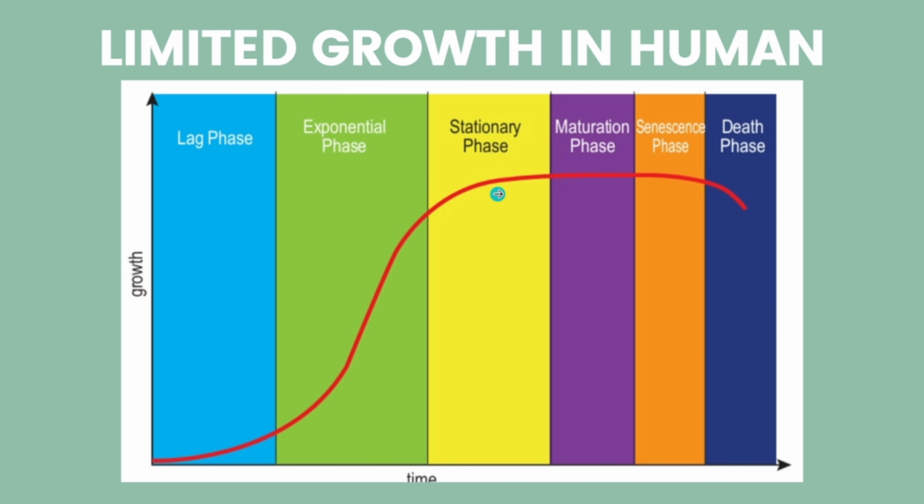After that, you will reach the stationary phase. Stationary phase means you are still growing, but the growth is already very slow and almost stopped, or stopped already, and you are reaching the maximum size. Then after that, you will reach the maturation phase. In the maturation phase, of course, you cannot grow anymore. Your growth rate is constant now. Your size cannot increase anymore.